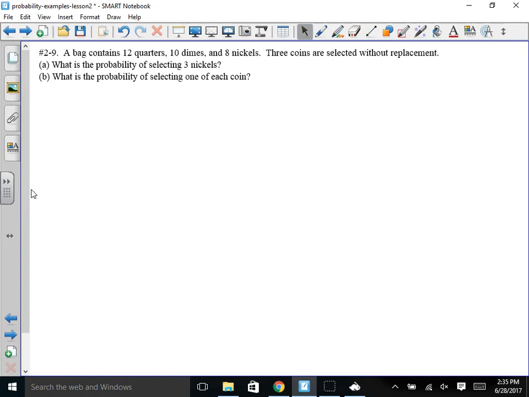Okay, in this problem, it says a bag contains 12 quarters, 10 dimes, and 8 nickels. 3 coins are selected without replacing. A, what's the probability of selecting 3 nickels? And B, what's the probability of selecting 1 of each coin?